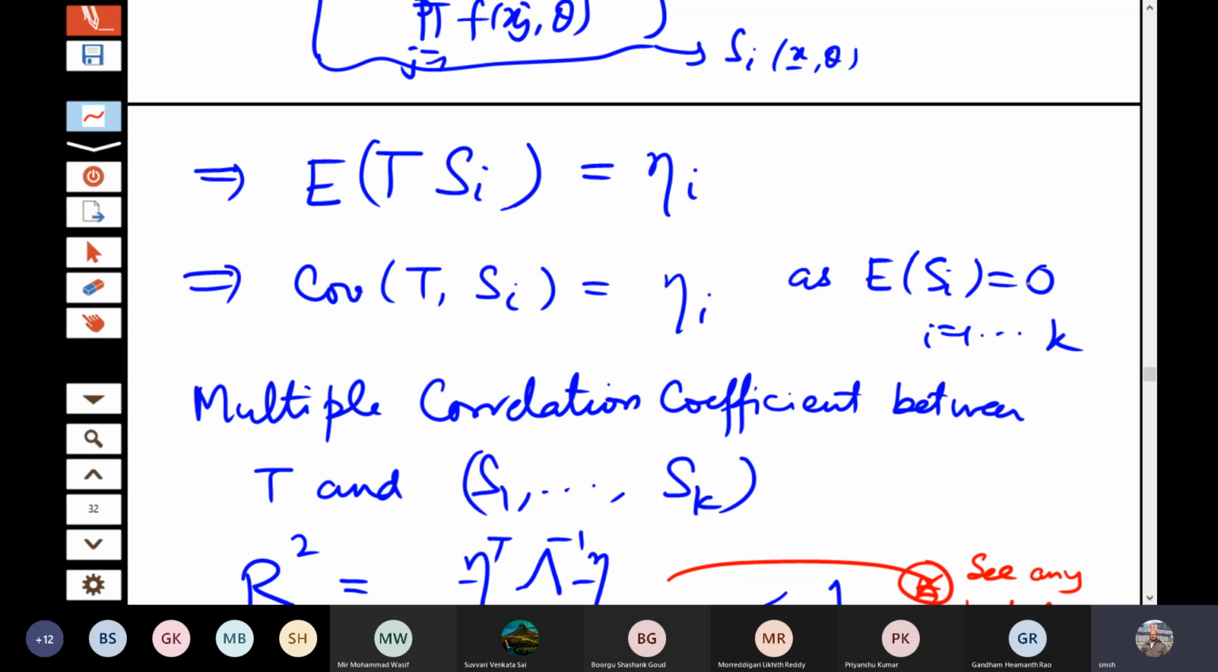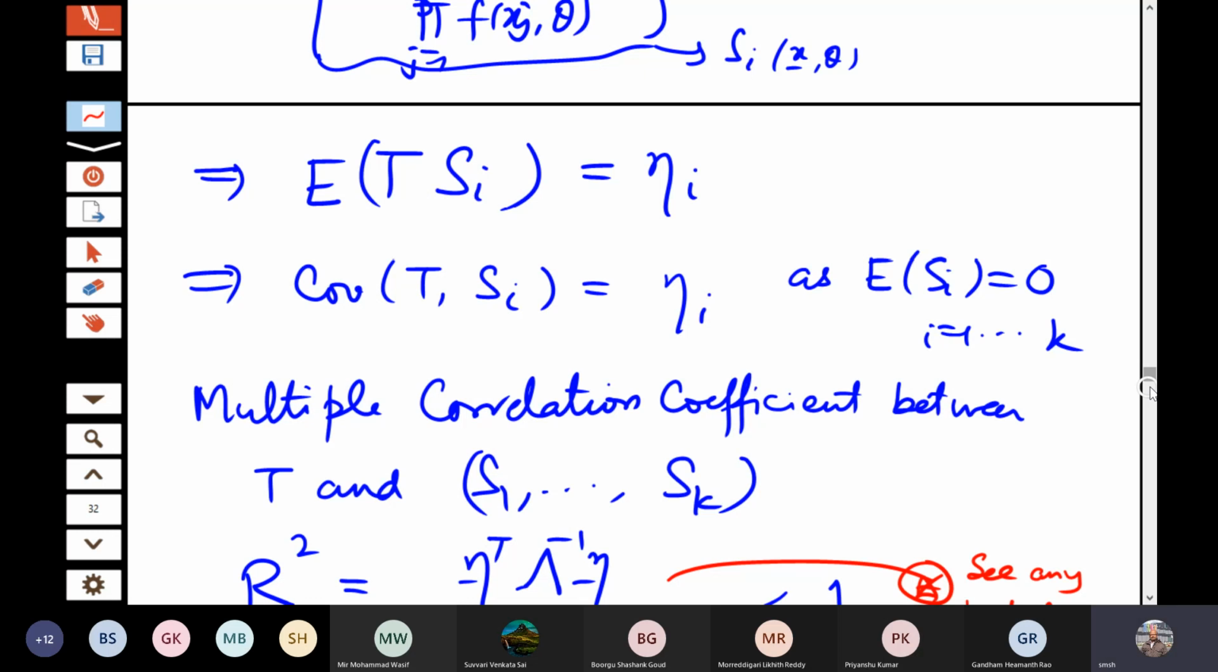So expectation of S1 is 0, expectation of S2 is 0 because they are only higher order derivatives. So the right hand side will remain 0. So expectation of T S_i is nothing but the covariance of T, S_i, that is equal to eta_i.